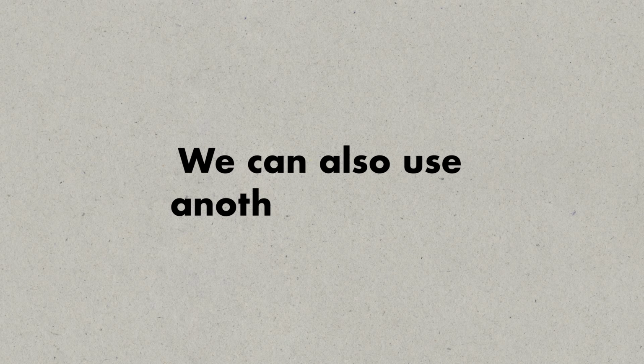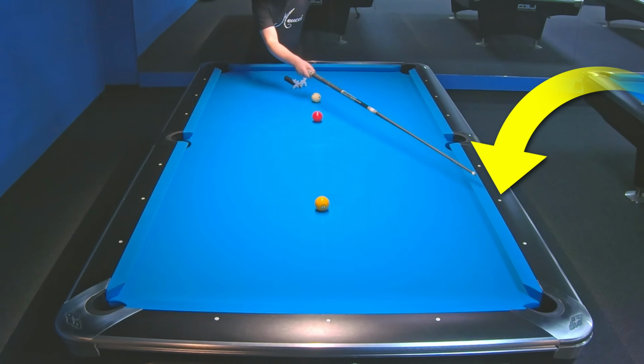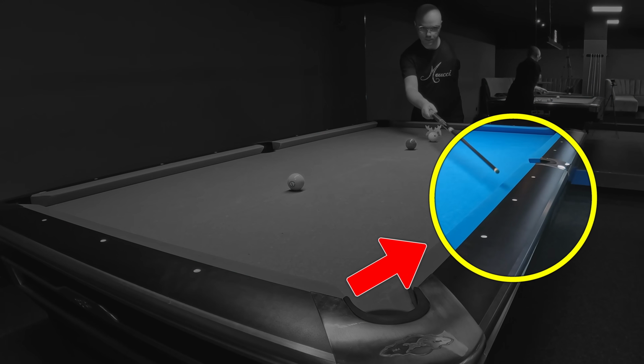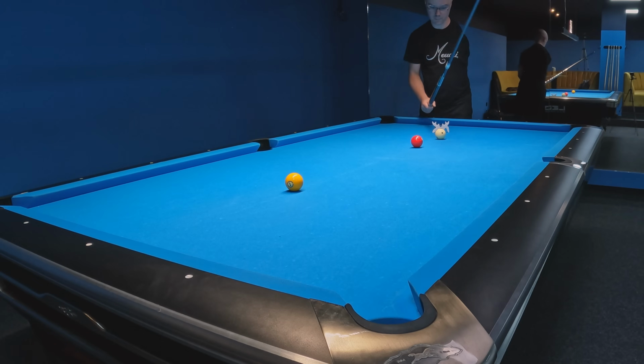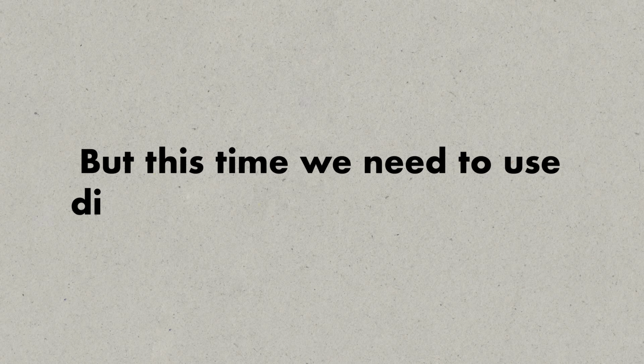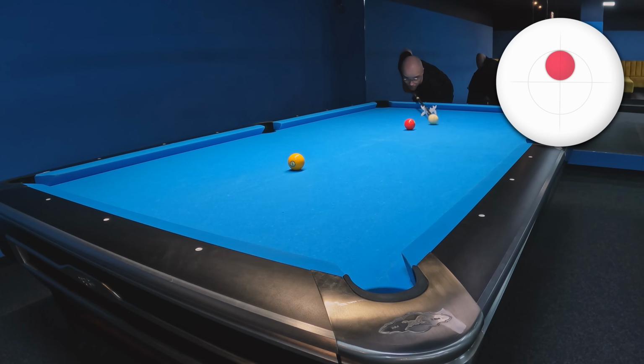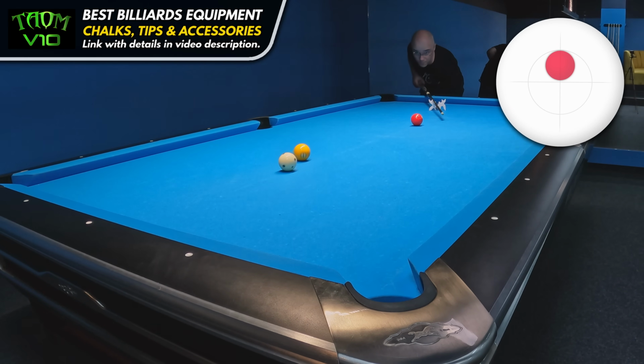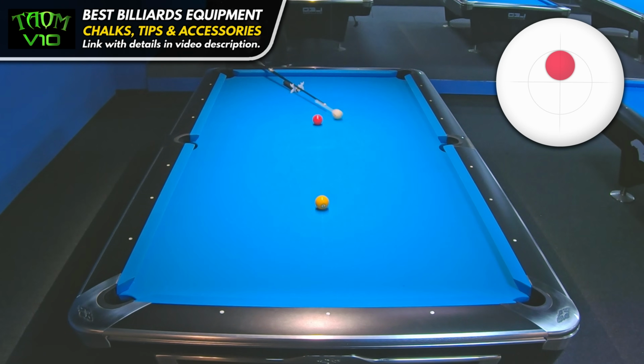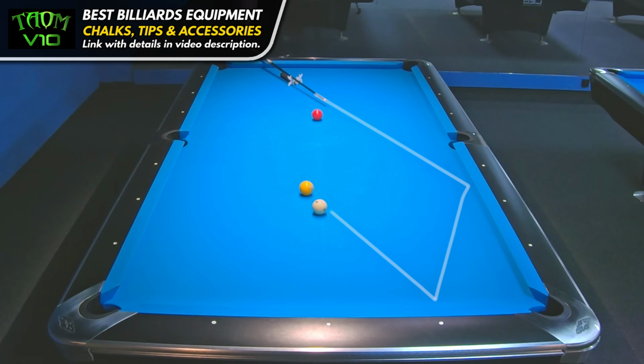We can also use another solution, where this time our goal is to aim exactly at the point which we indicated using the parallel shift, but this time we need to use different spin on the cue ball. As you can see, this time I need to hit the cue ball practically at its center vertical line, and the result is completely different than before.